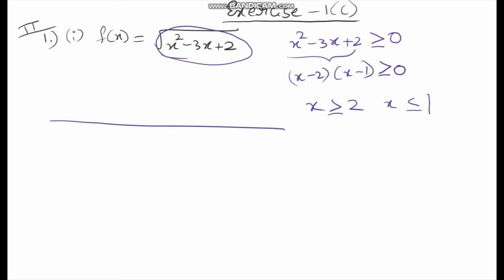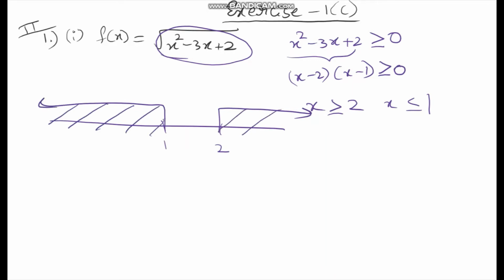If I draw the number line, this is 1, this is 2, and x should be more than 2 and x is less than 1. So this is the domain. Domain equals minus infinity to 1 union 2 to infinity.